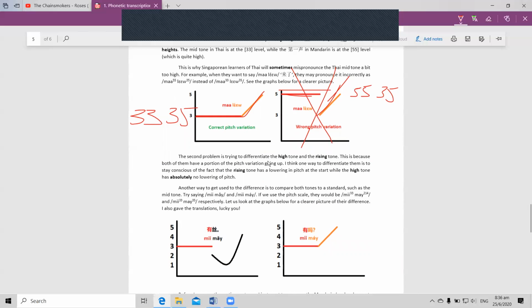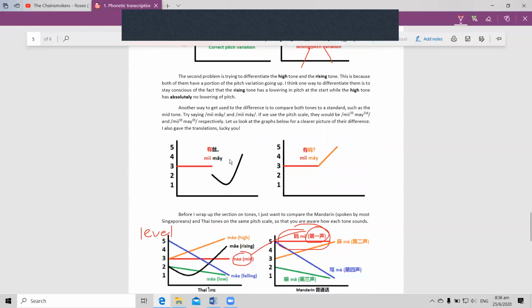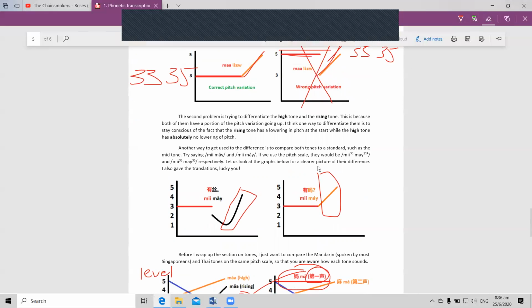The second issue is trying to differentiate the high tone and the rising tone in Thai. Both of them have a portion of the pitch variation going up. So how do you know which is which? There are two ways of differentiating them, or solving the problem.